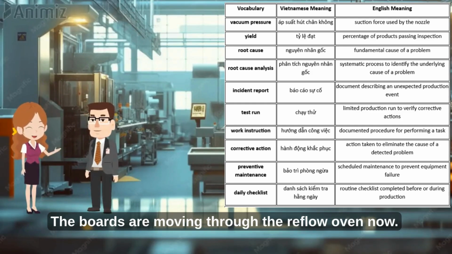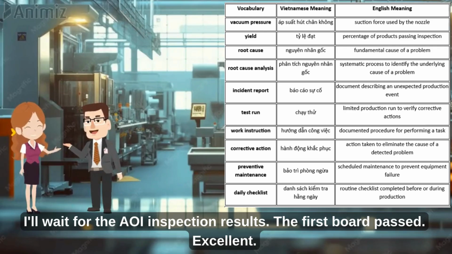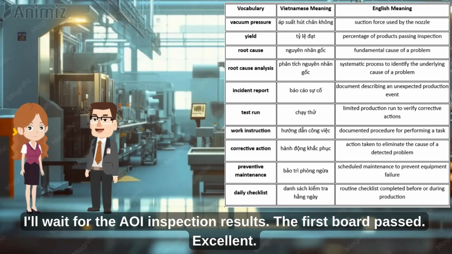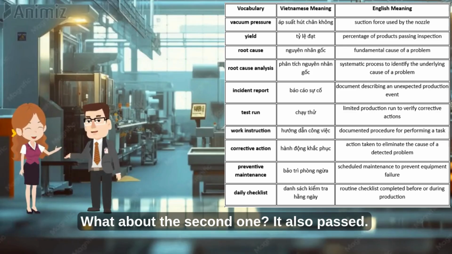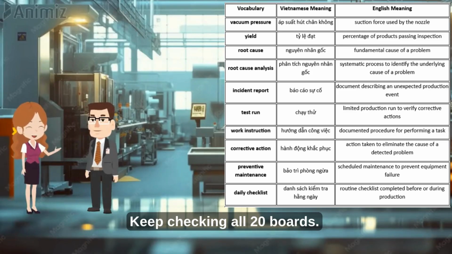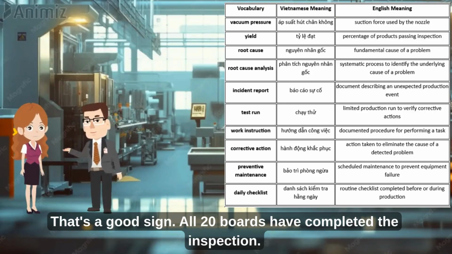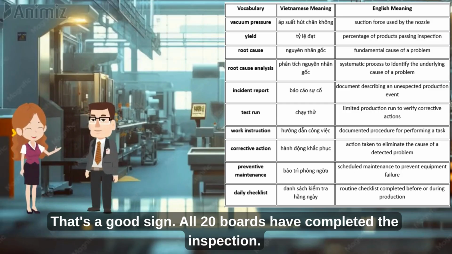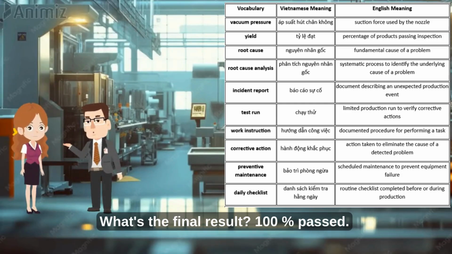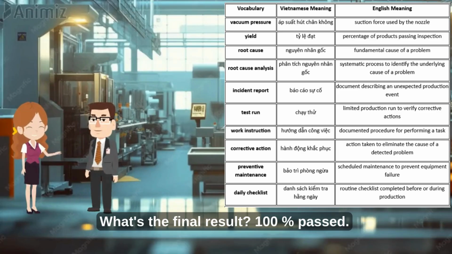The boards are moving through the reflow oven now. I'll wait for the AOI inspection results. The first board passed. Excellent. What about the second one? It also passed. Keep checking all 20 boards. 10 boards have finished. Any defects so far? None. That's a good sign. All 20 boards have completed the inspection. What's the final result? 100% passed.